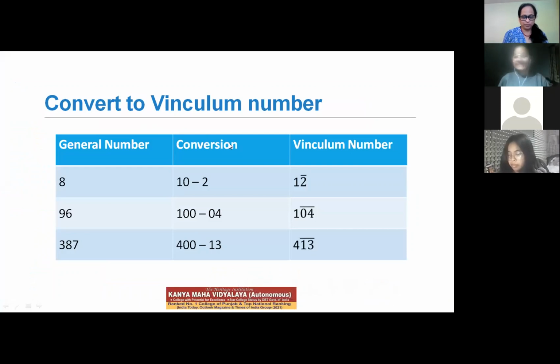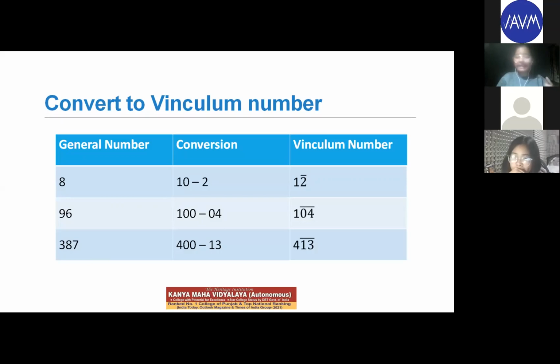Here are three examples of different kinds: the first is a single-digit example, the second is a 2-digit example, and the third is a 3-digit example. Taking the first example, 8, which is greater than 5, we have to find the difference between 8 and its nearest base, which is 10 in this case. Subtracting 8 from 10, we get 2-bar in the ones place, and adding 1 to the left-hand side, the tens place, we get the Vinculum number 1 2-bar.